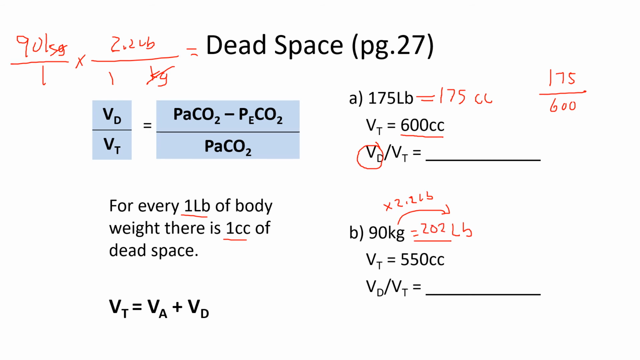About 202.5. So that means how much cc of dead space is that? Yeah, about 203. All right, we'll round up to 203. All you have to do now is plug in 203 divided by 550, times 100 to get the percentage. So it's just algebra. Plug and chug, rearrange to get the value you are looking for.